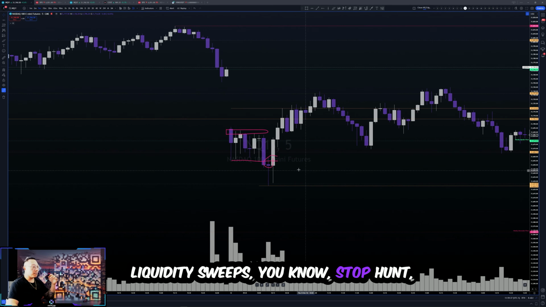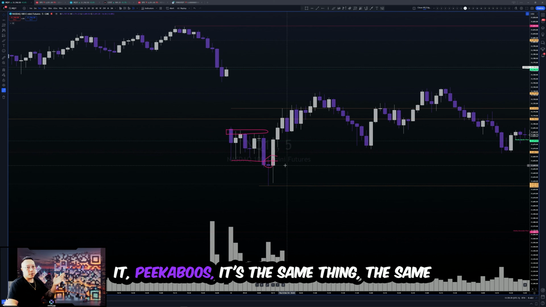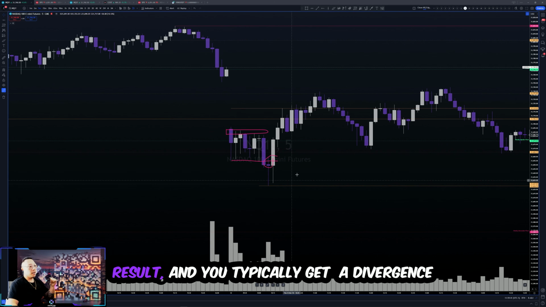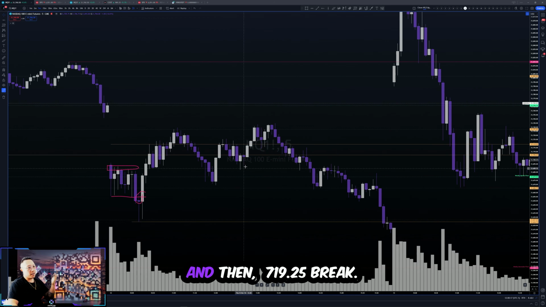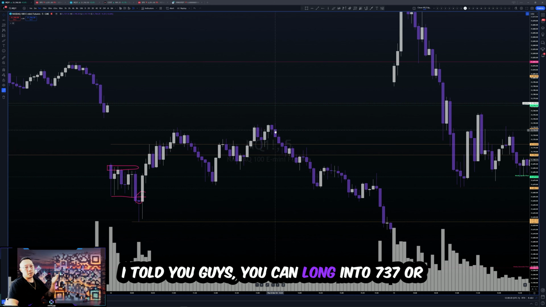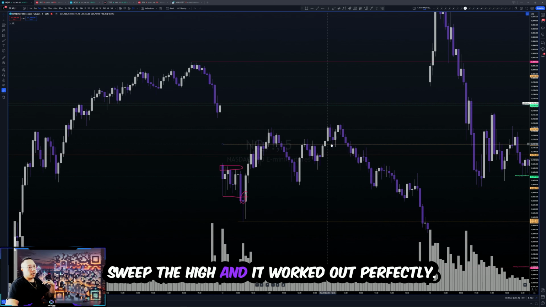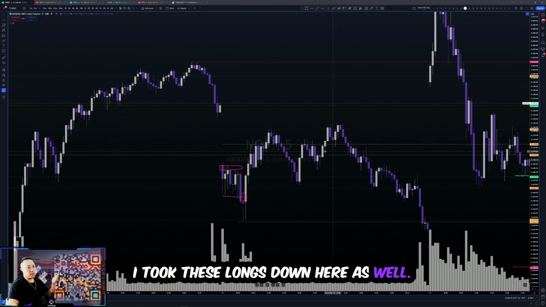Liquidity sweeps, stop hunt, liquidity hunt, whatever you want to call it, peekaboos is the same thing. The same result. And you typically get a divergence on RSI that helps with this move as well. And then on the 719.25 break, I told you guys you can long into 737 or sweep the high, and it worked out perfectly. I took these longs down here as well.